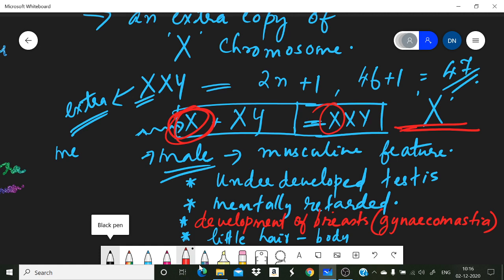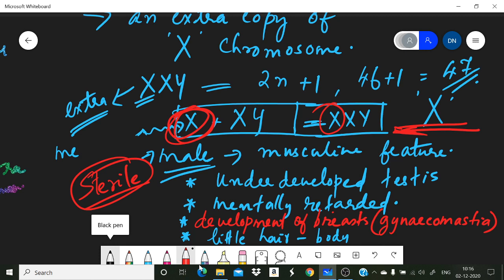And such individuals will be sterile. That means they have no capacity to reproduce. So that is Klinefelter syndrome. That is one sex chromosomal disorder. It happens in the sex cells, due to non-disjunction of the sex chromosomes.